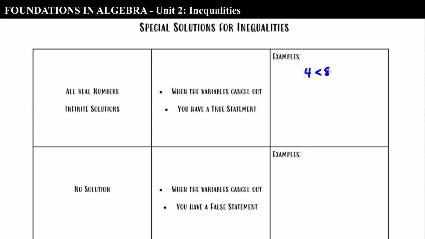So examples of what a true statement looks like: if you have something such as 4 is less than 8, 5 is less than or equal to 5, because they are equal, or 20 is greater than 1. Those would all be solutions that you would work out to, where your final answer would be infinite solutions. If you work it out and your variables go away and you end up with something such as 8 is less than 4, or 5 is less than 5, or say 1 is greater than or equal to 20, then these are all false statements and your answer would be no solution.